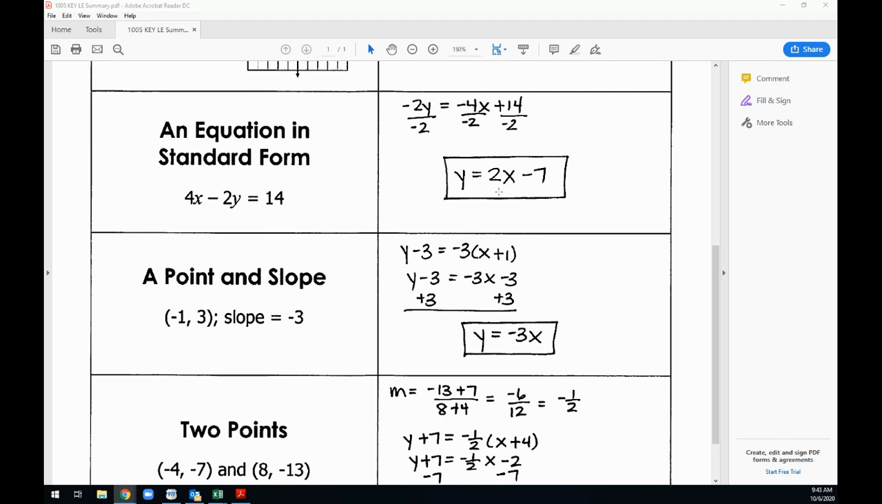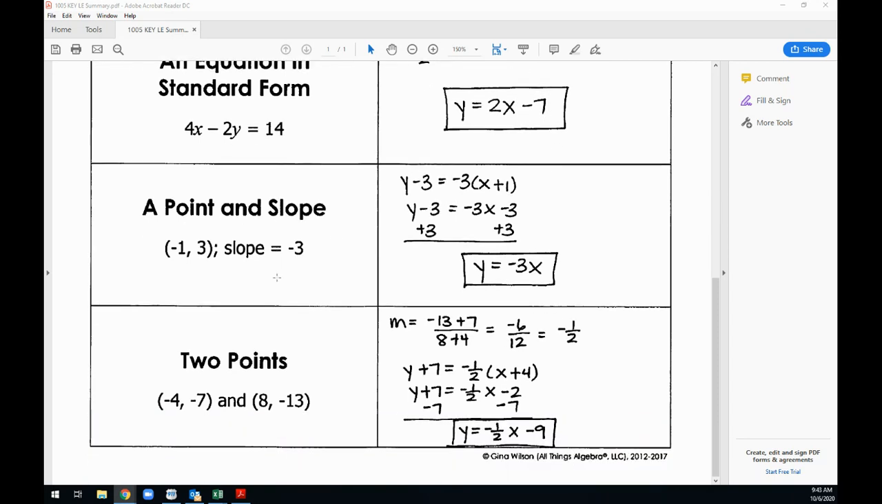Notice that we can now look at the equation without even graphing and see the slope of this line is 2, and the y-intercept is -7. If we're given a point and a slope, we can use this and plug it into the point-slope formula. Notice that we already have the slope. The only thing we're really missing for point-slope formula is the y-intercept. And so to find that, we plug this in.